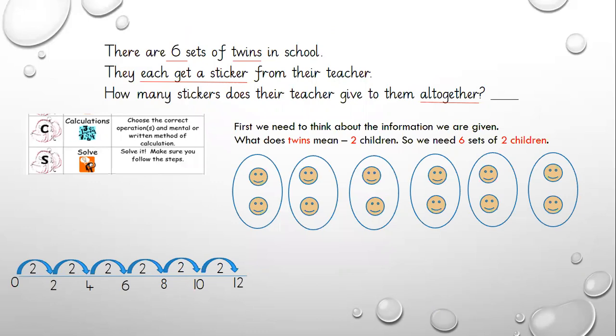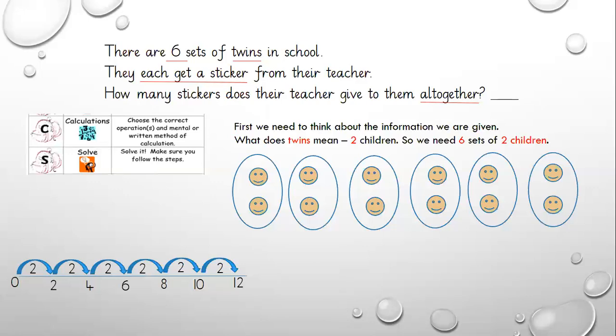So first we need to think about the information we are given. What does twins mean? It means 2 children. So we need 6 sets of 2 children. And there we can see the missing number that we were looking for earlier. We know we need 2 children in each group. So we've got 6 groups for the 6 sets, and we've got 2 children in each group.